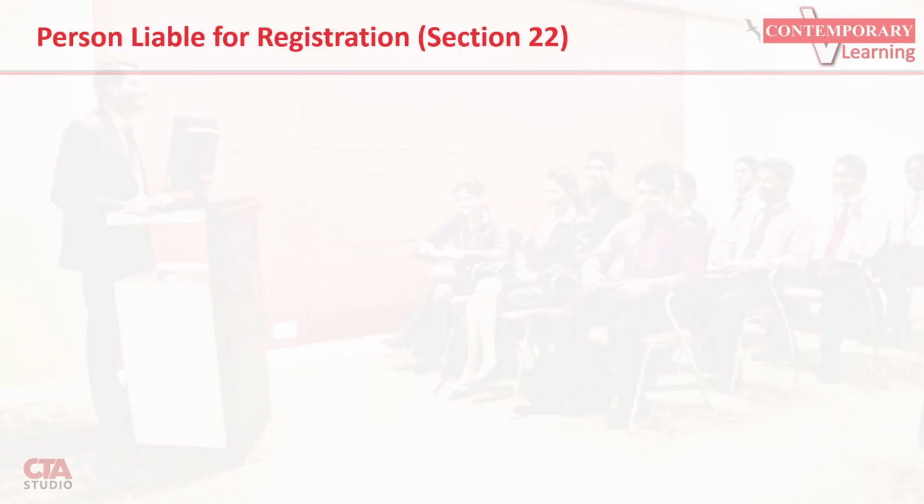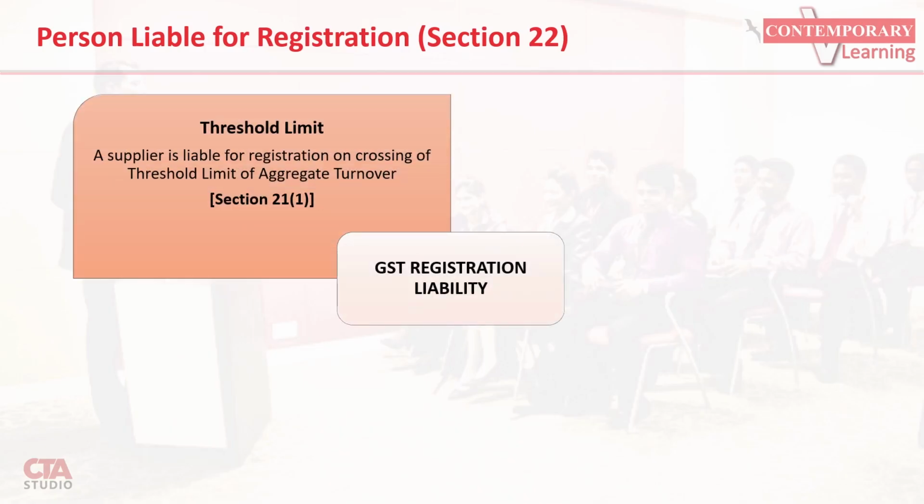Now let's examine the circumstances under Section 22 that create liability for GST registration. First is threshold limit. A supplier becomes liable for registration when crossing the threshold limit of aggregate turnover, as specified in Section 21(1). This is the most common trigger for registration, and we'll discuss these thresholds in detail shortly.